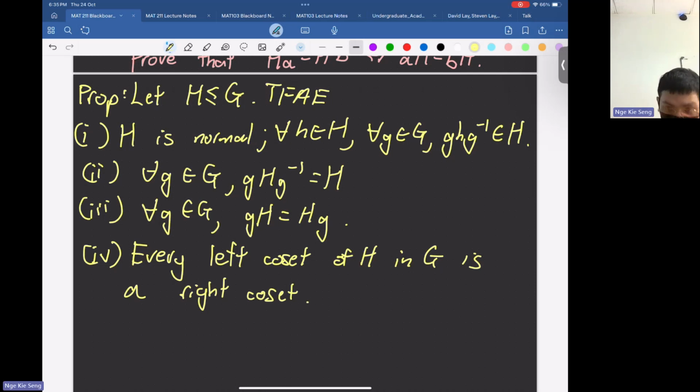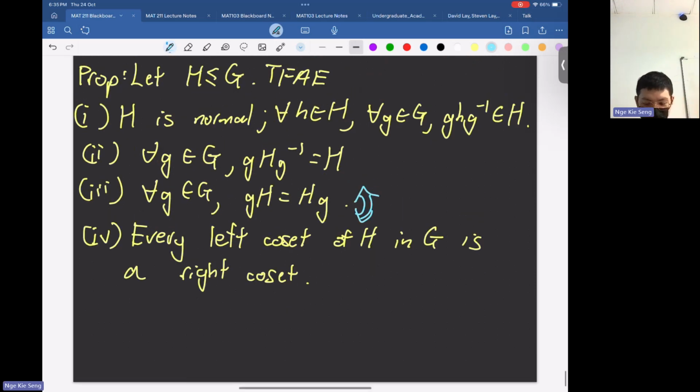So how about going from 3 to 4 and 4 to 3? 1, 2, 3 I left for exercise. We have discussed them before. But how about 3 to 4, 4 to 3? Well, I guess one direction is obvious. Which direction is obvious? 3 to 4, right? Because we already know that gH equals Hg for all g, so every left coset must be equal to the right coset. But how about the other way? To show the other way, what do you need to show? You need to show a set equality, so you need to show two inclusions. Right, so let's do only 4 to 3.